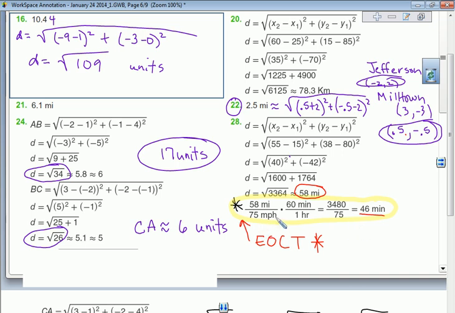Now, this 75 miles per hour is not a car. You did read the problem. It's talking about a helicopter, right? So, they're not recommending you drive fast.